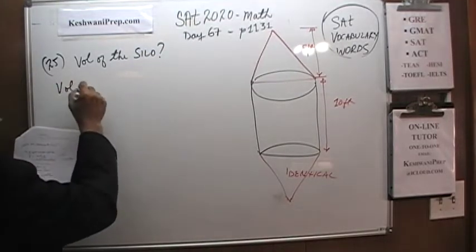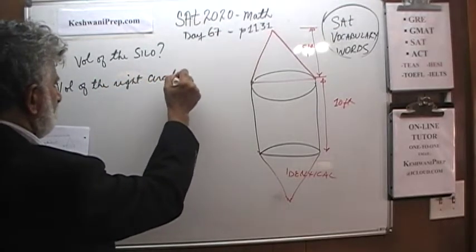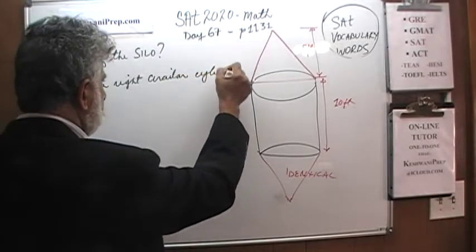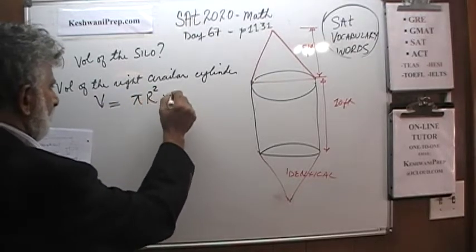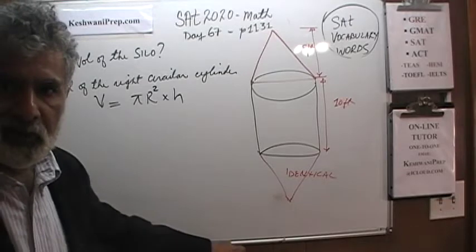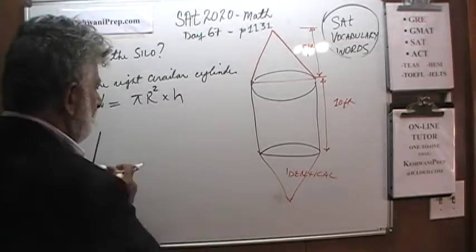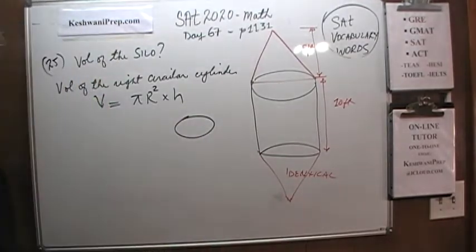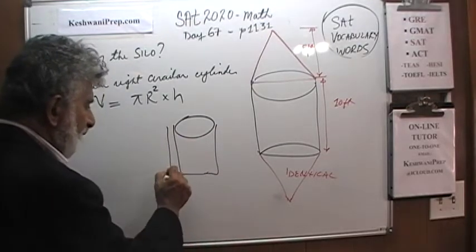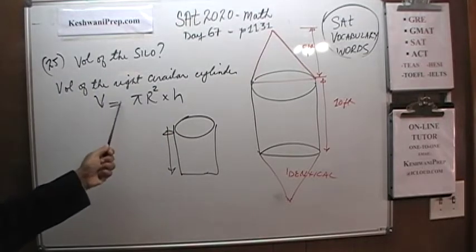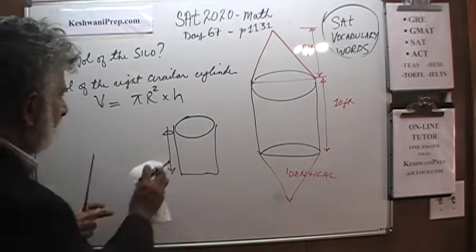So first, the volume of the right circular cylinder. This volume is simply pi r squared times h. How much stuff you can put in a cylinder depends on two things. It depends on how wide open it is on the top, which is the area of the circle on the top. And second, it depends on how deep it is, which is the height. So the volume is the area of the circle on the top, pi r squared, times how deep it is, the height. Let's find out, shall we?